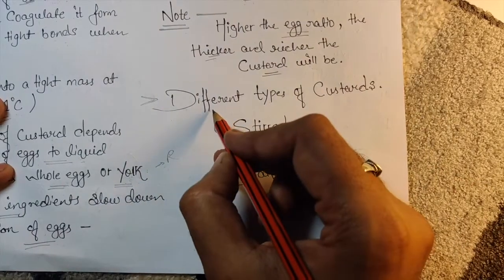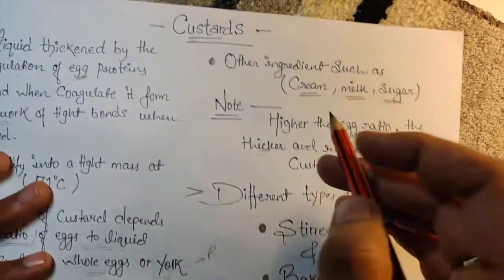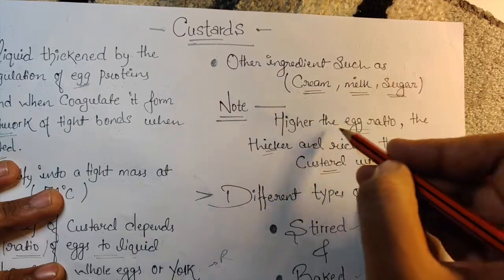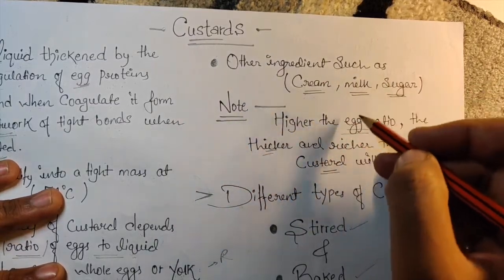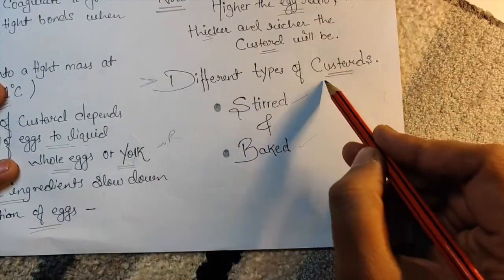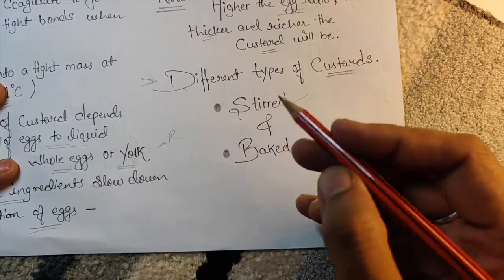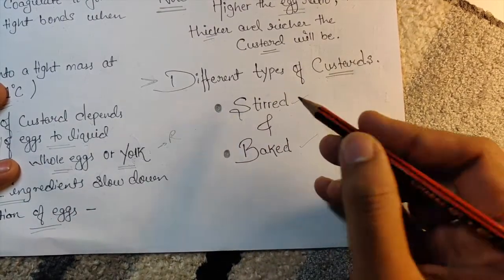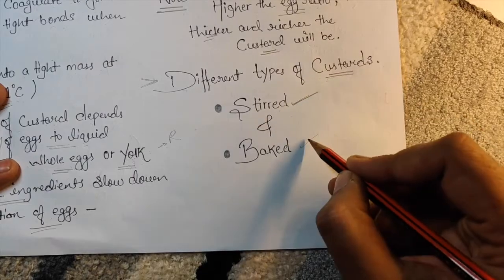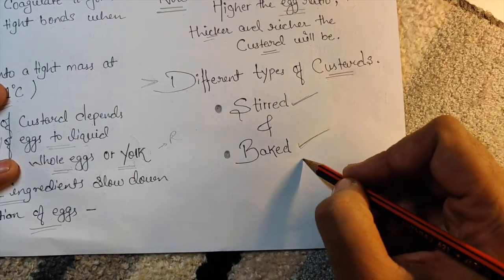Here we go. Next we have different types of custard. See, these are the basic ingredients that we generally use to make a custard. So we have different types of custard, means the making types, right? We have stirred custard, we have baked custard. What are those? Let's figure it out.